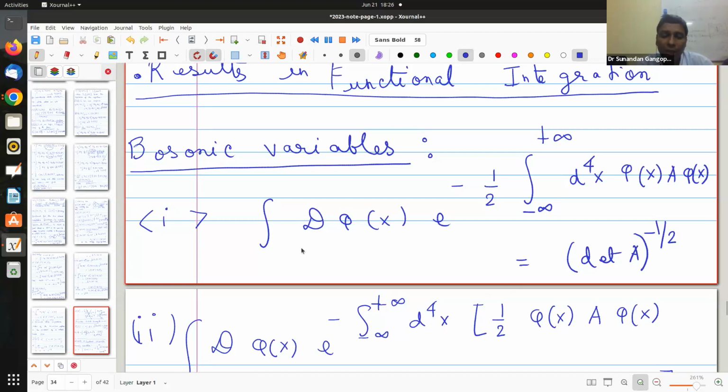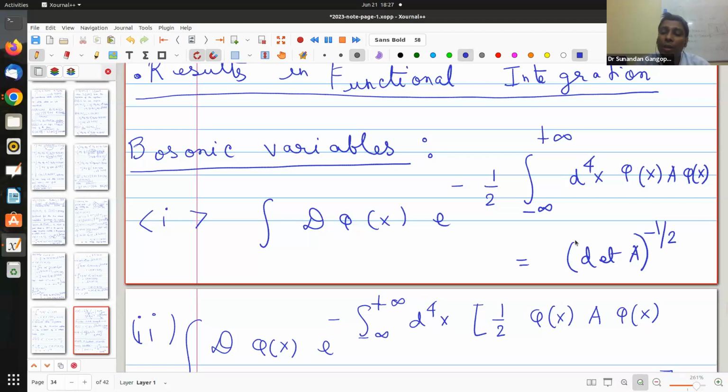The functional generalization of that result is nothing but this result. Instead of an ordinary integral, you now have a functional of phi, and you integrate over all possible functions. So this is a functional integral, an integral over all possible functions, and you have an operator sitting here. The result is the determinant of the operator to the power of minus one half. So once again the determinant of that operator goes in the denominator. This is something very important for bosonic variables.